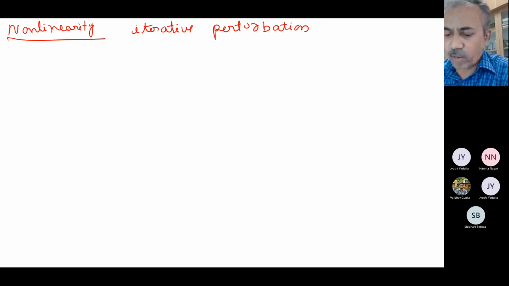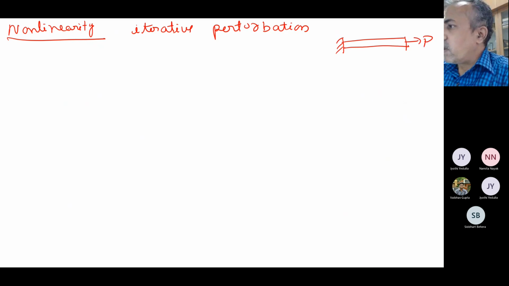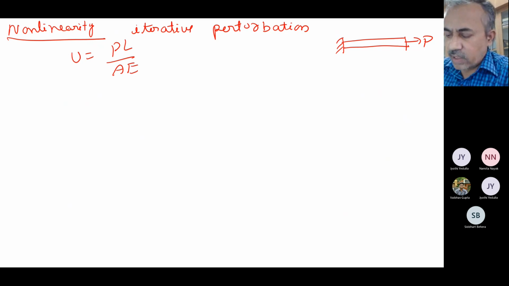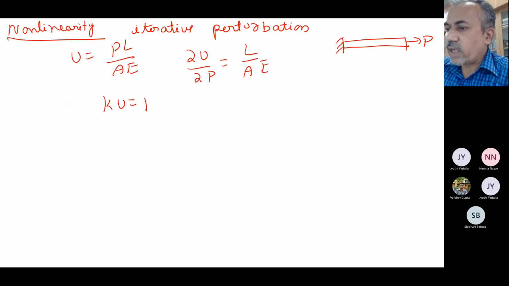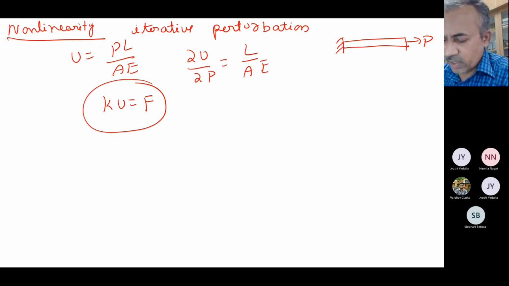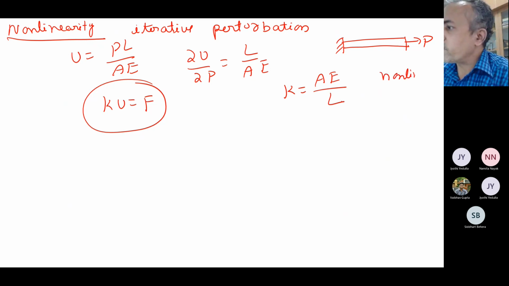Like that bar problem, if we see that same bar problem, say. We all know displacement is PL by AE kind of thing, or ∂U/∂P is L by AE, or we can write this in a finite element format. So Ku is equal to F actual. This is my finite element expression, and K is AE by L actual. Now suppose it includes non-linearity also.